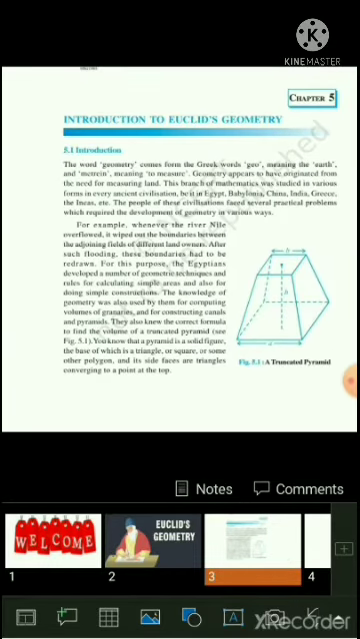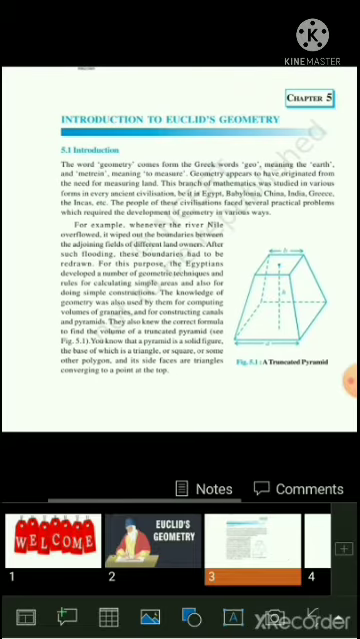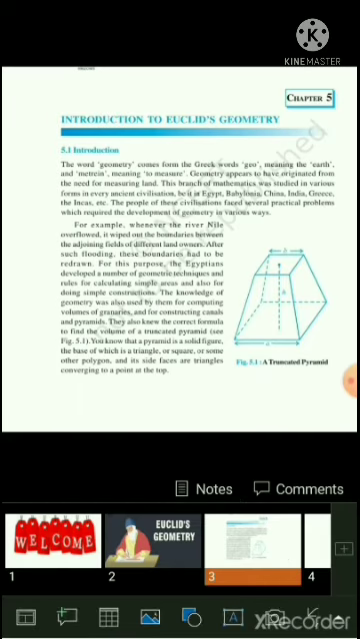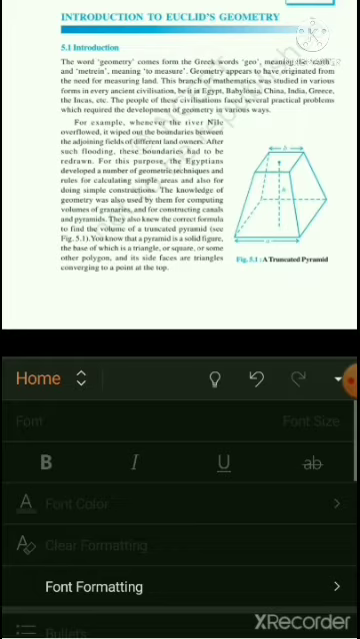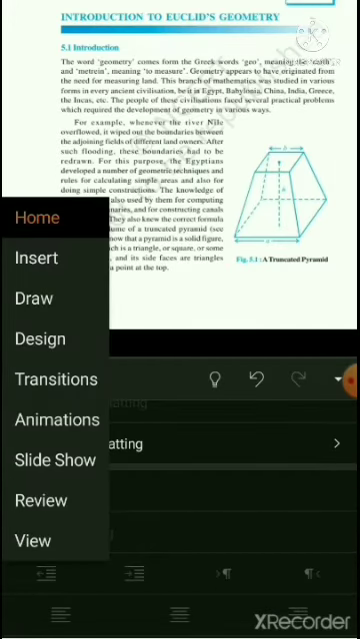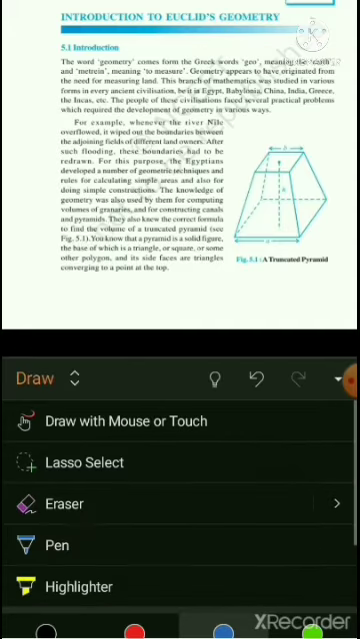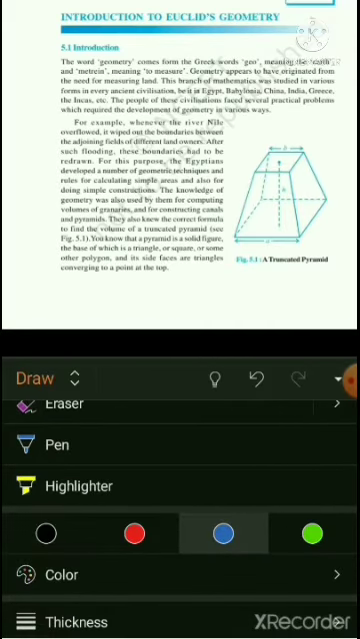So here is the introduction for you. The word geometry comes from the Greek word geometry. Geo means the earth and metron means to measure.